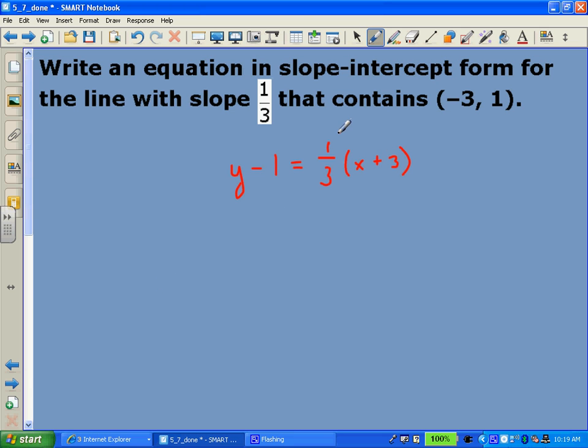Okay, and then next I distribute. So I have y minus 1 equals 1/3 x plus 1. And then I have to add the 1 from the other side in order to get y by itself. So I get y equals 1/3 x plus 2. Okay, so that's how I go from having a point and a slope to slope-intercept form.